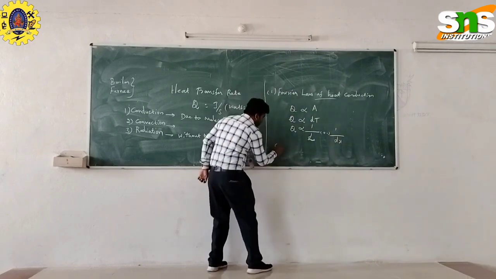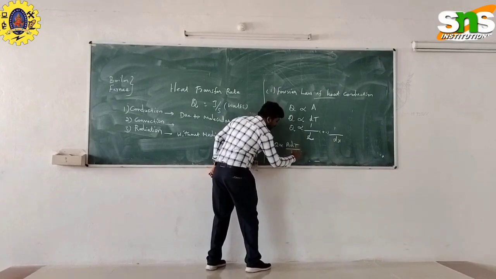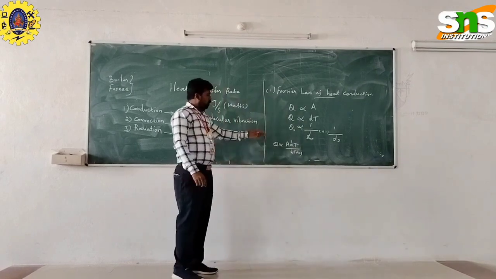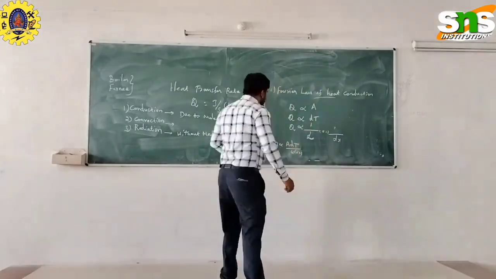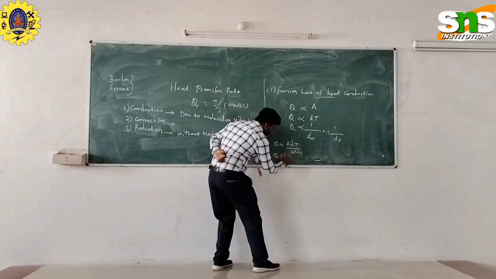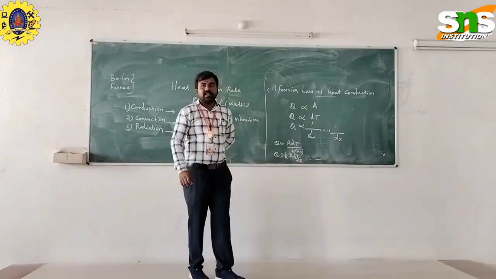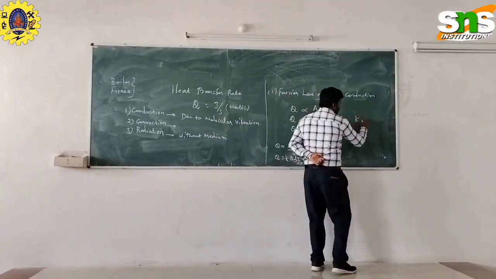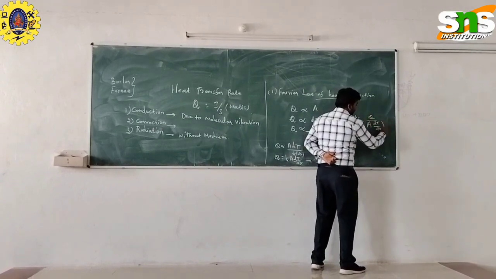So we rewrite as A dT divided by L, or otherwise dx, in the small portion. So to remove the proportionality symbol, we can include one constant, that is K. The K is nothing but the thermal conductivity of the substance. From that we can rewrite K is equal to Q by A dT by dx.